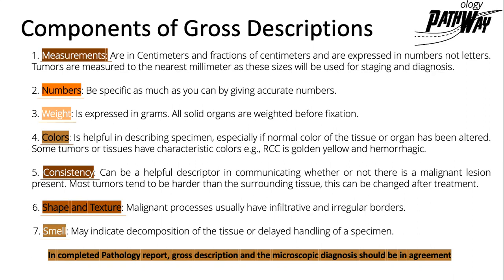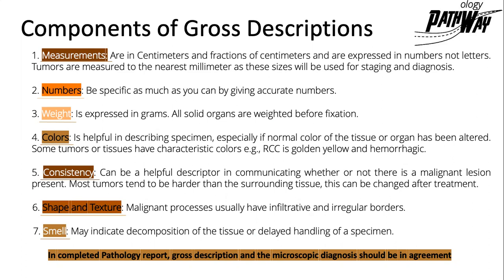Weight is expressed in grams. All solid organs are weighed before fixation. So the weight is taken on the preparation day, 1 day before grossing. Color is helpful in describing the specimen, especially if the normal color of the tissue or organ has been altered. Some tumors or tissues have characteristic colors, like renal cell carcinoma, which is golden yellow, which will help later in the microscopic diagnosis.